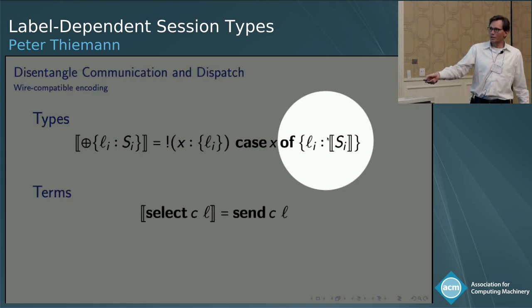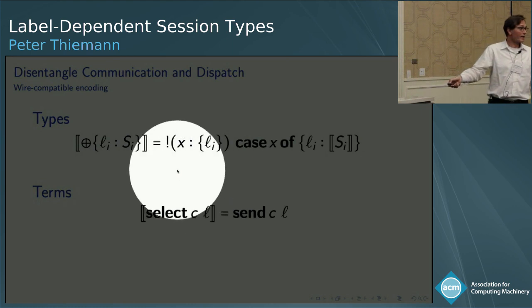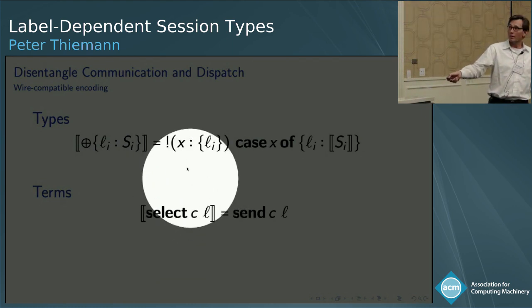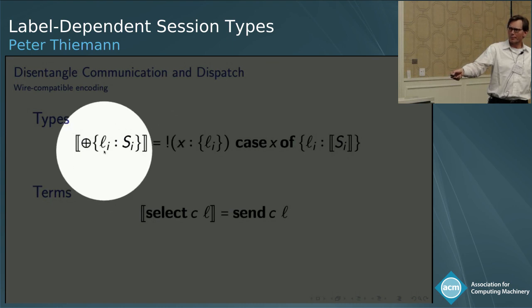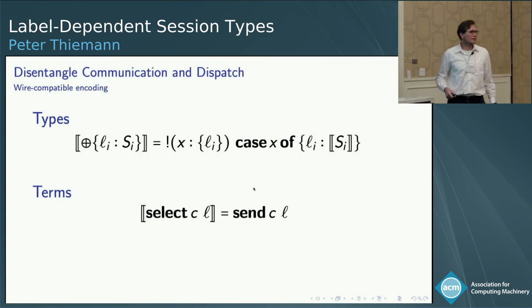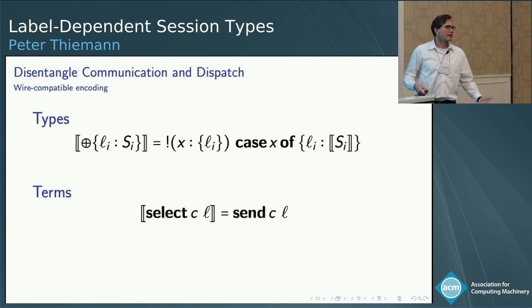Yeah, so the usual session type calculi have a sort of select instruction that sends a label on a channel of this kind of offering type. But in our calculus, this just degrades to the standard send operation. So there's no extra operation for sending a label and doing a selection.